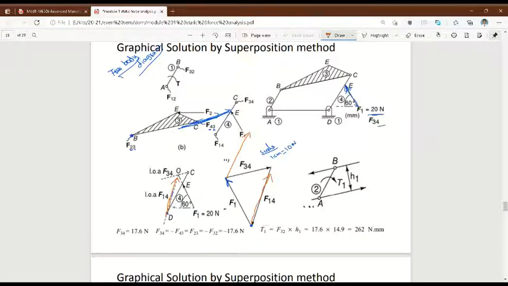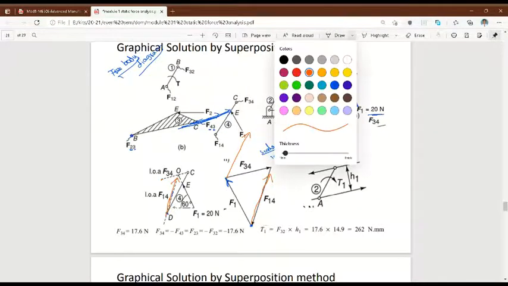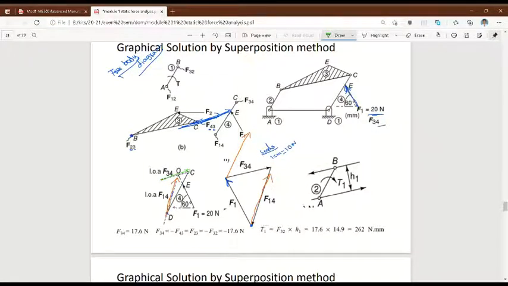Where is F34? This is F34. If I draw F14 here, I can draw F34 here. Suppose if I draw F14 here, I have to draw F34 here, then the diagram will be incomplete. So F14 should be here and F34 should be here. Then only the diagram will be complete. Okay, right. So you know the rest of the procedures.